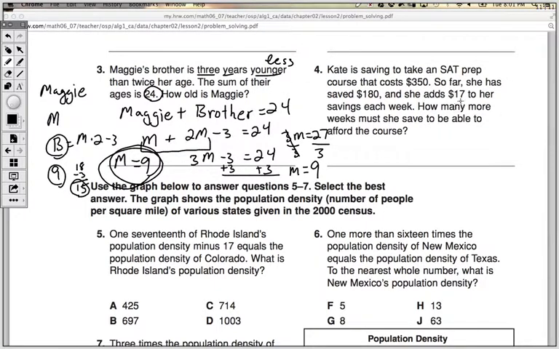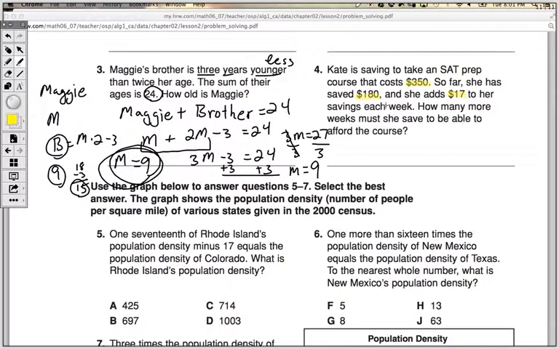All right, let's take a look at this next one. Wrap it up here. Katie is saving to take the SAT prep course. Wow, that's expensive. $350. So far, she has saved $180. She adds $17 to her savings each week. How many more weeks must she save to be able to afford the course?